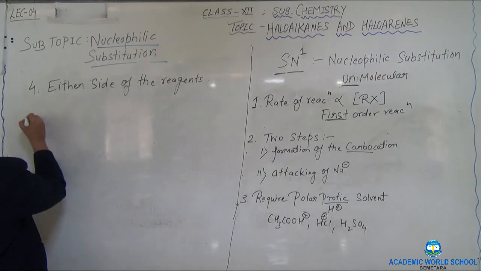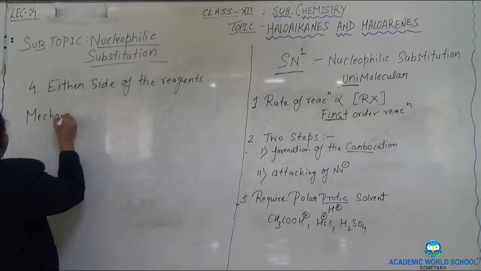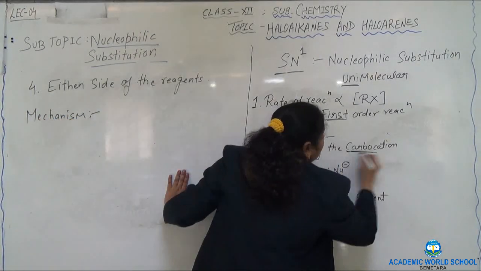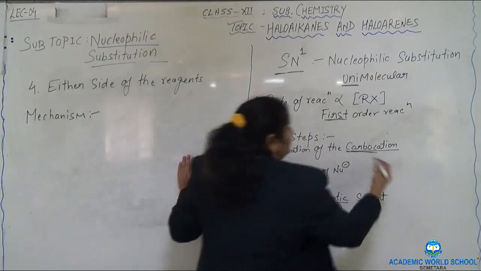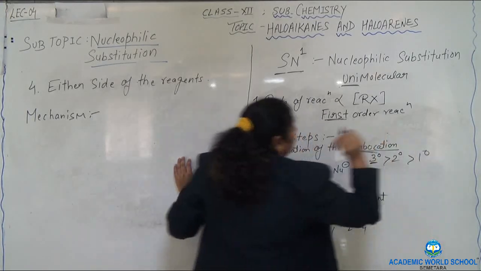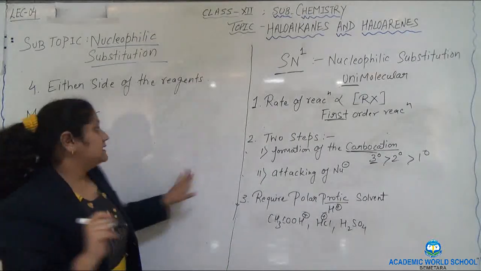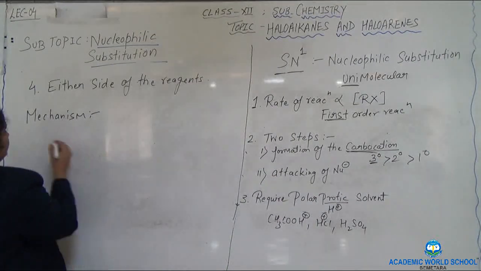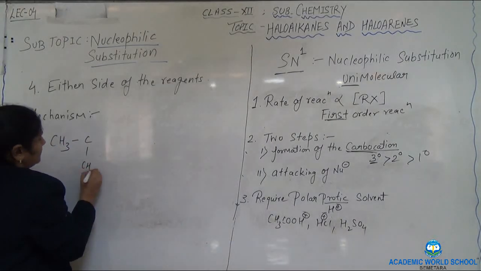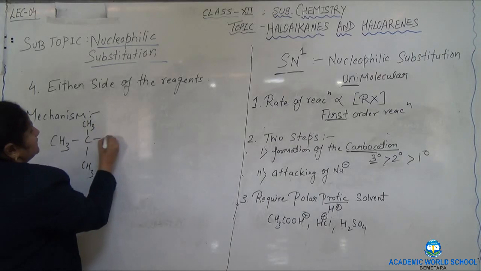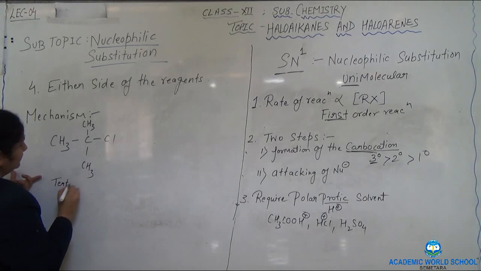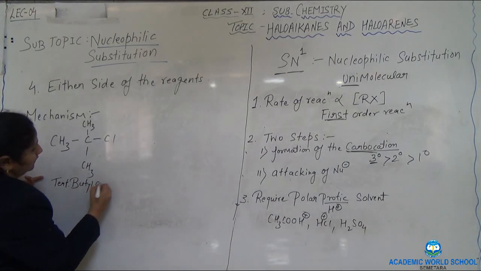And last, about the mechanism, what will happen? In this case, as we are considering the formation of carbocation, you all know the stability of carbocation follows 3 degree is always more stable than 2 degree than 1 degree. So in this case, the attacking reagent will be tertiary. So CH3, C, CH3, CH3, Cl. The name of this compound is tertiary butyl chloride.